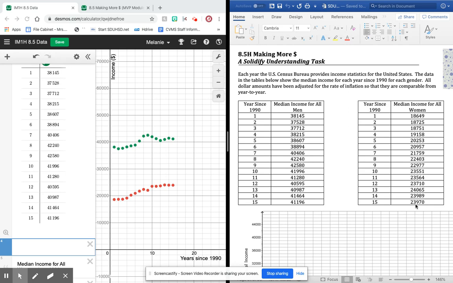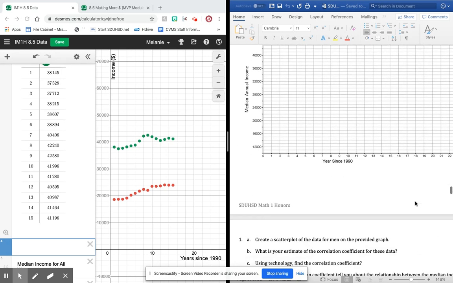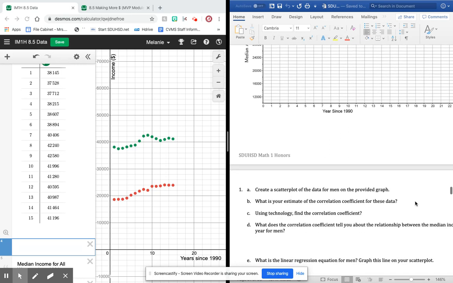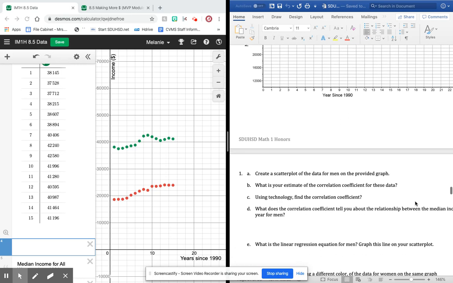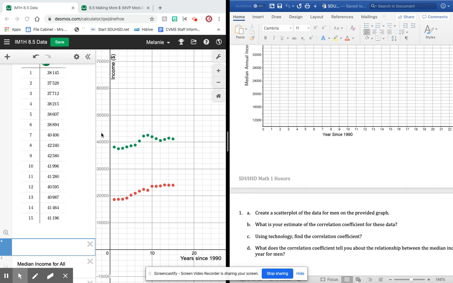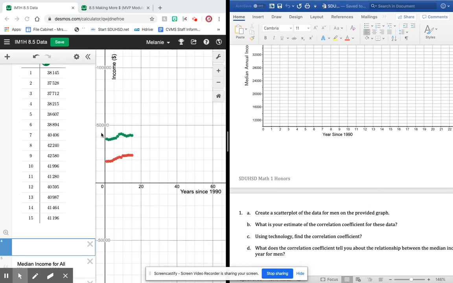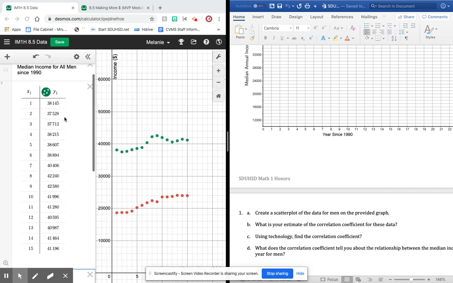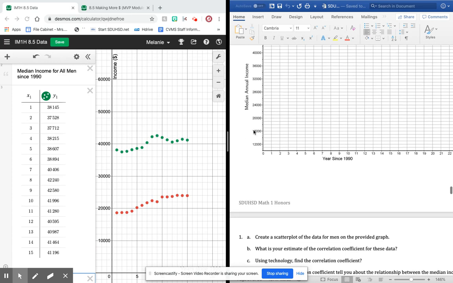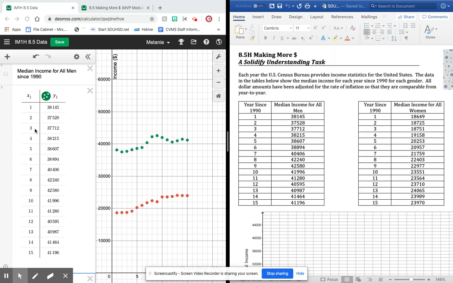ending with 23,000. So the first direction actually tells us to create a scatter plot of the data for the men on the provided graph. So I've done that over here in Desmos. Zoom in a little bit. I just went ahead and put this table into Desmos and had it graph my scatter plot for me.